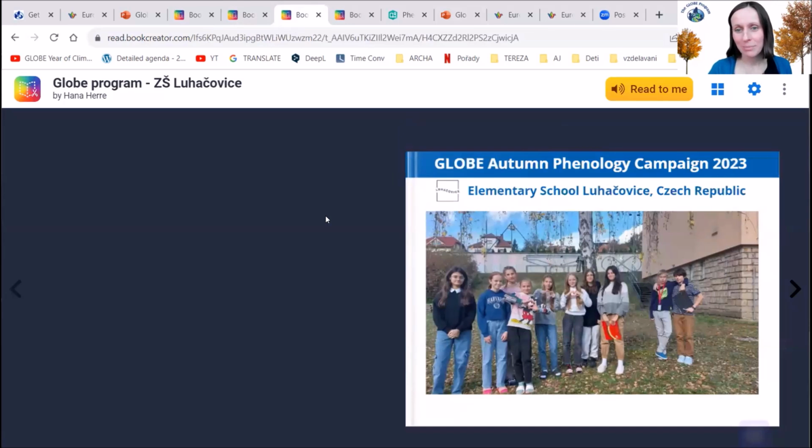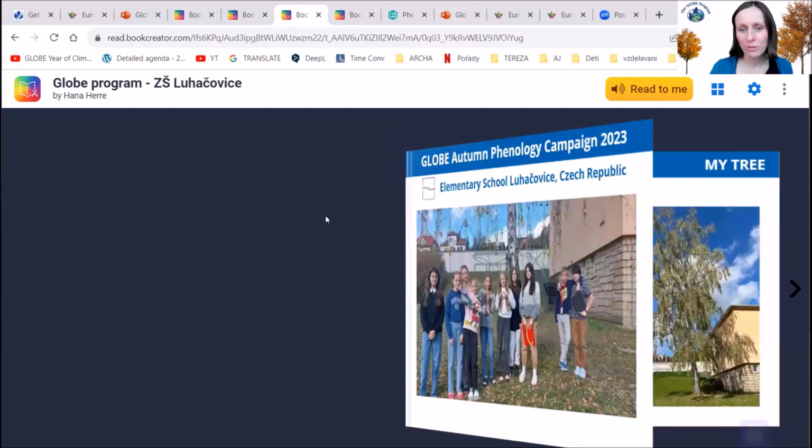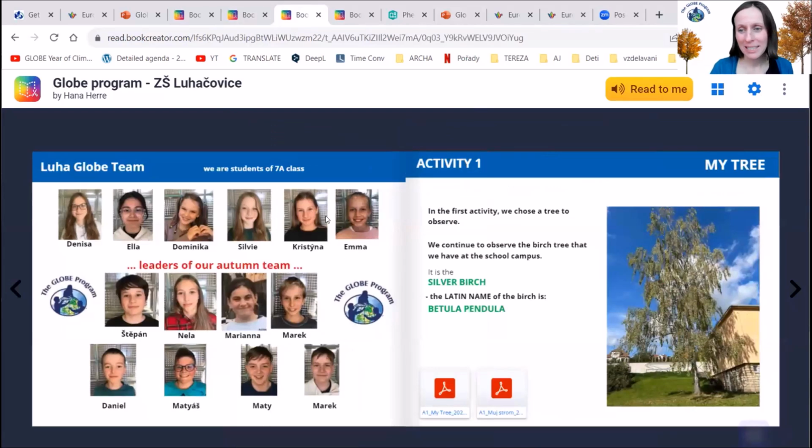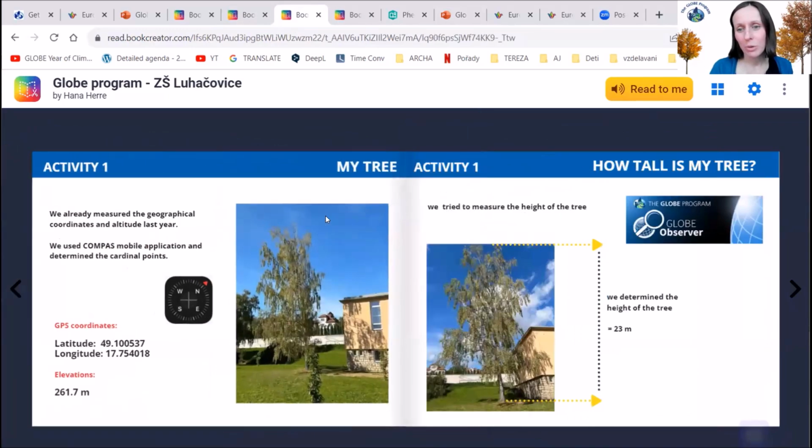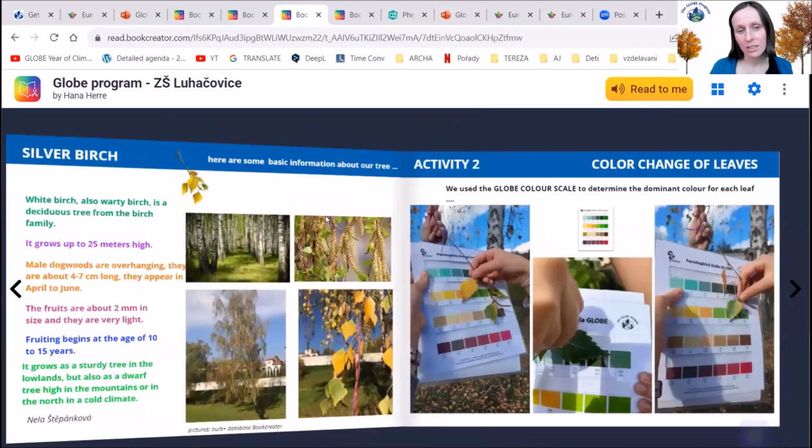One more example, one more online book that I would like to share with you was sent to us from Czech Republic. It was created by elementary school Luhačovice. You can see the big team in Luhačovice. And this book is about the activities in the school.